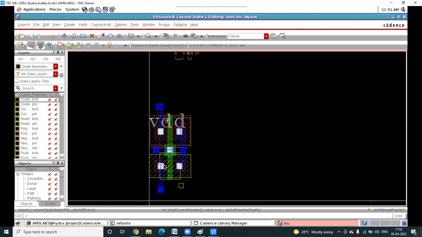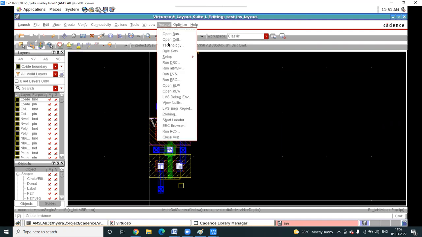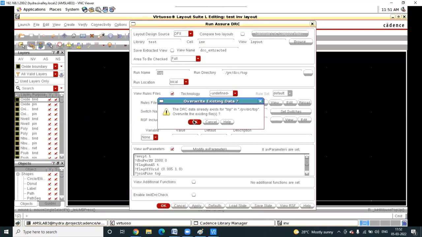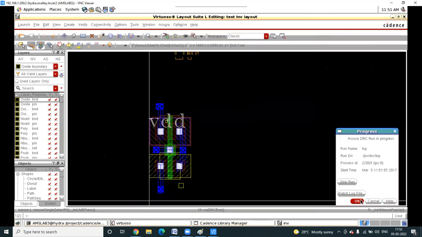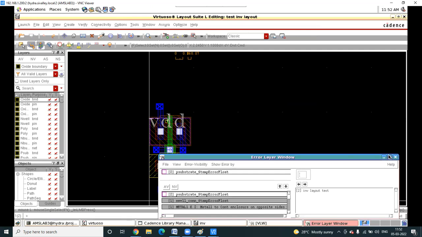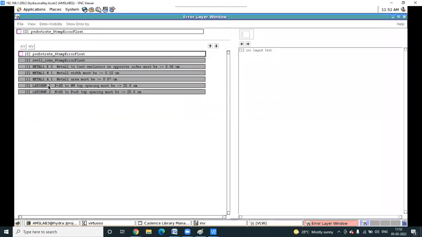So this is a PMOS or NMOS, and I didn't connect the body. Suddenly, if I run DRC, you'll get this error. This is the latch up error. Two types of latch up errors we get. The first: P plus source or drain to N tap spacing must be less than or equal to 25 micrometer.